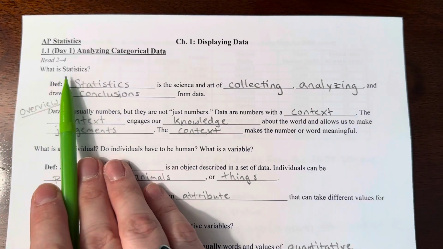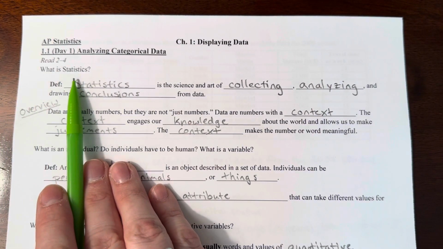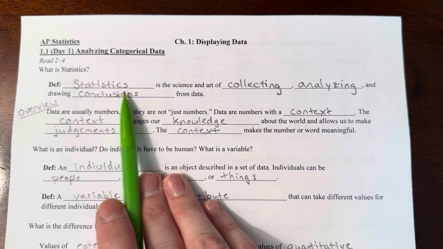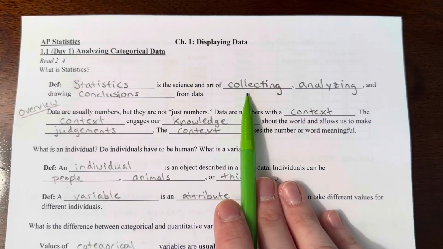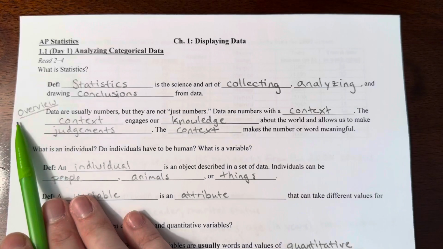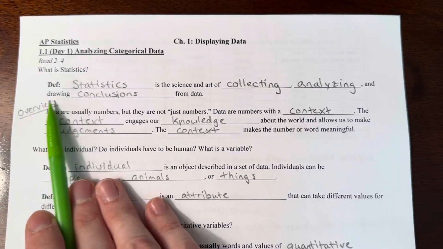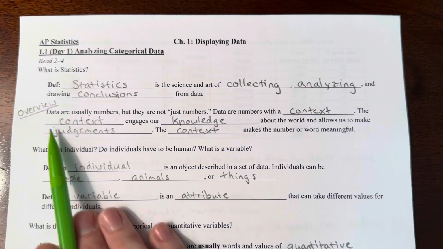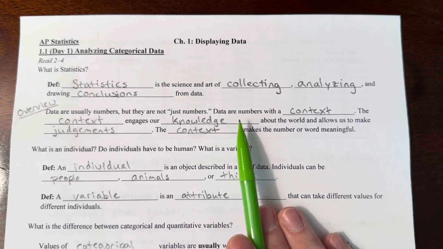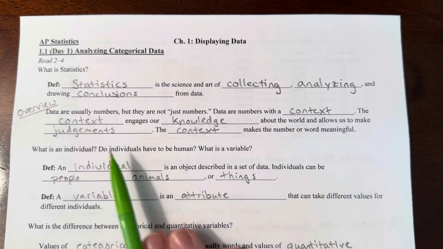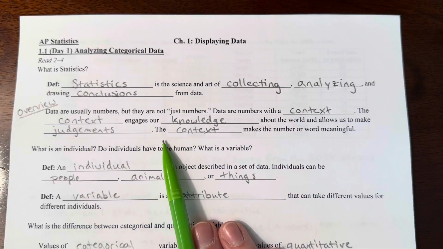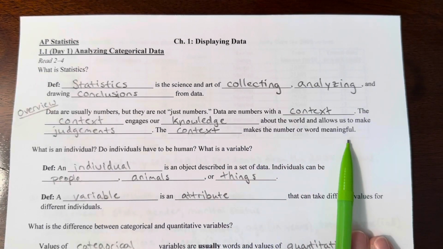Now for our first question, what is statistics? All right, let's actually lay down what a statistic is. So for our definition, statistics is the science and art of collecting, analyzing, and drawing conclusions from data. All right, this next little bit comes from the overview before Chapter 1. Data are usually numbers, but they're not just numbers. All right, data are numbers with a context. The context engages our knowledge about the world and allows us to make judgments. The context makes the number or word meaningful.